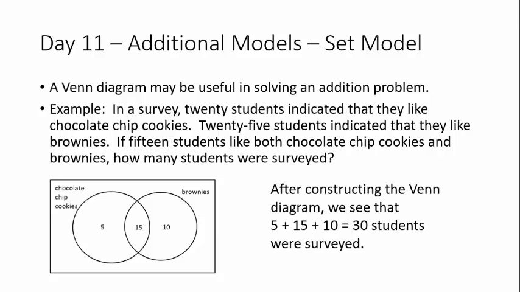So the intersection of the sets is 15 students. There are 15 who like both chocolate chip cookies and brownies. We subtract to get the other numbers. So there are 5 students who like chocolate chip cookies and not brownies, and there are 10 students who like brownies and not chocolate chip cookies. So we add the quantities from each of the 3 regions of the Venn diagram, 5 plus 15 plus 10, and we see that we have a sum of 30.